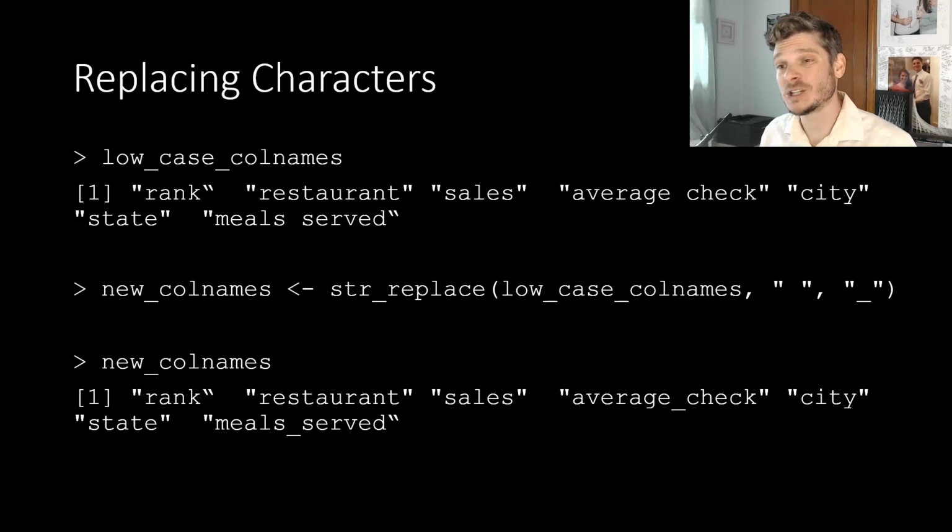And when I run my code now, my new column names, look at that. It replaced the space between average and check with an underscore. It replaced the space between meal and served with an underscore. Now my column names are in my snake case format, and that standard form that I want my identifiers written in when I do my data analysis or my different projects.